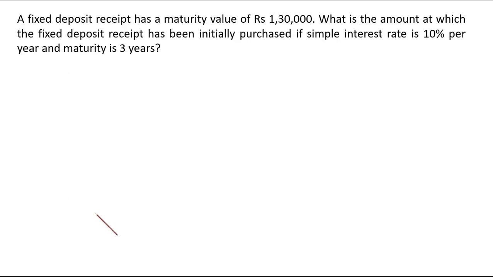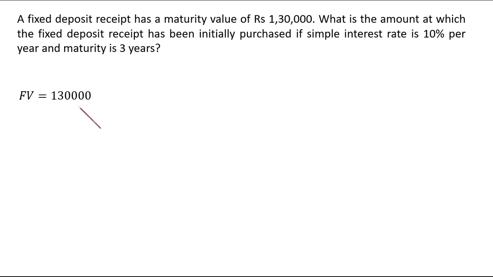Let's take an example. A fixed deposit receipt has a maturity value of 1,30,000. Means we are going to get 1,30,000 in the future. What is the amount at which the fixed deposit receipt has been initially purchased? Means what is the amount as of today, the present value? If the simple interest, so we are going to use the simple interest formula, the rate is 10% per year and the maturity is after 3 years.